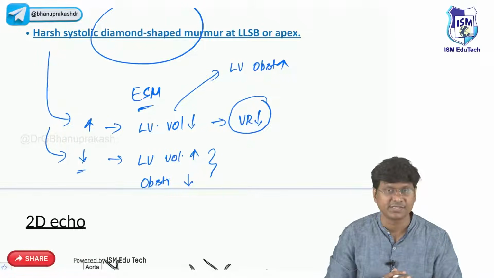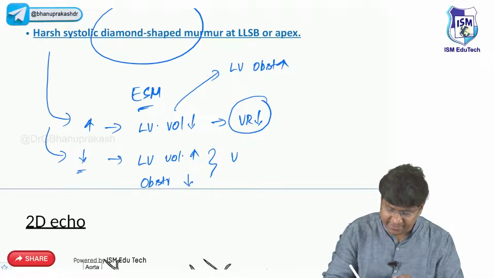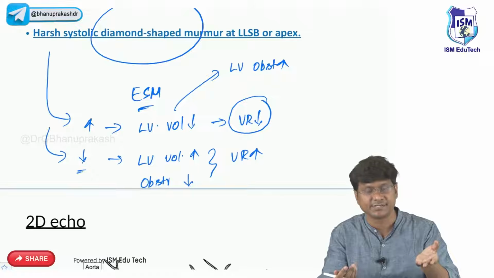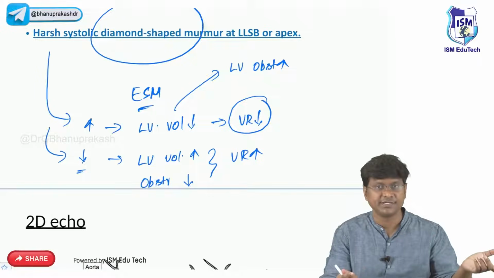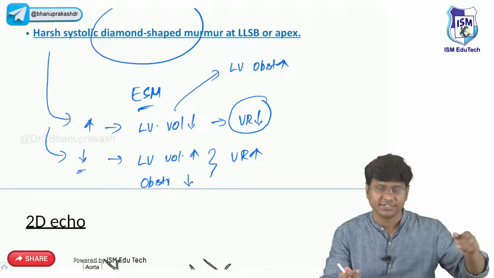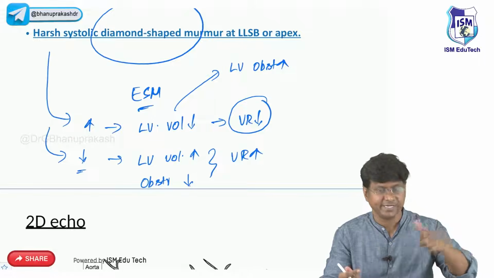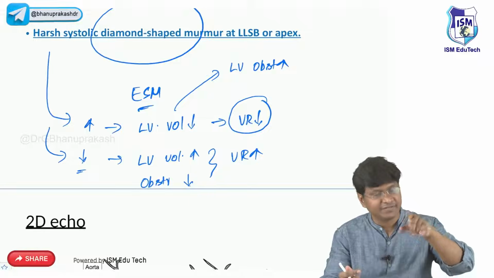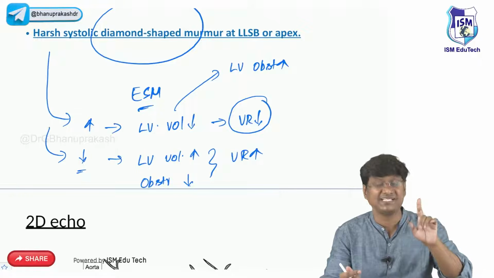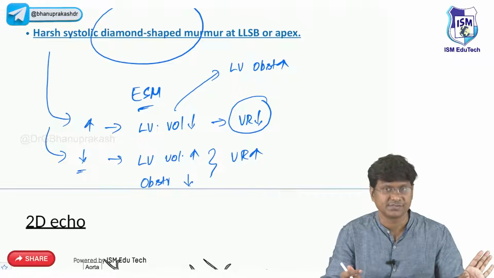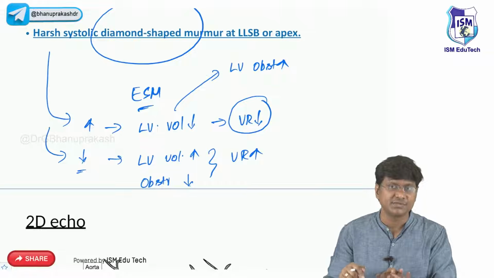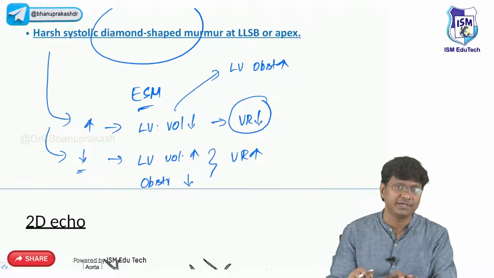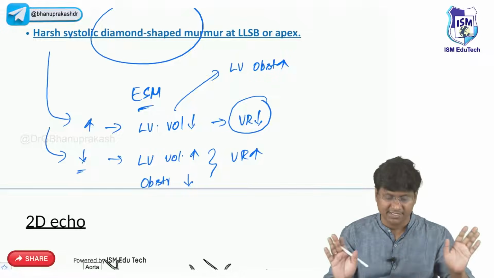So where do you come across this? When will the LV volume increase? LV volume will increase whenever the venous return increases. So what are the conditions where the venous return increases? In the supine position, the venous return increases, right? I'm very sorry, passive leg raising, even there the venous return increases, okay? So in all these conditions, wherever the venous return increases, LV volume increases, obstruction decreases, and the murmur decreases.